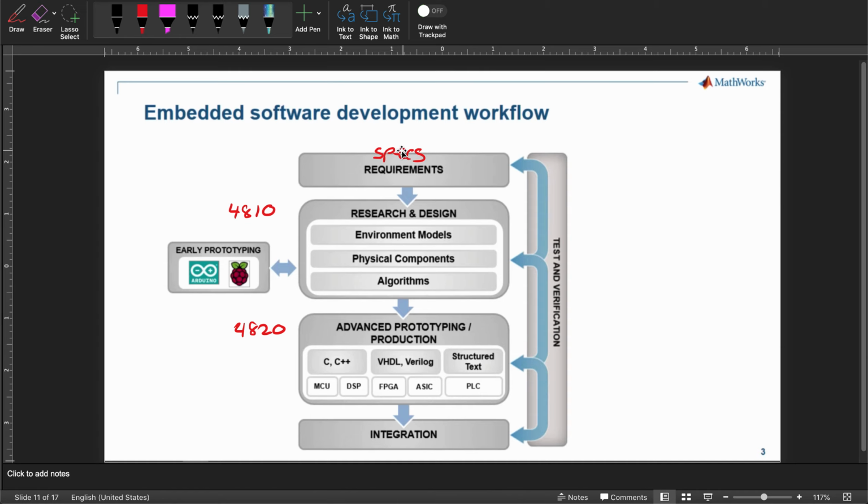So the requirements are the specs to your project, all right? And then you're going to do some research and design, which is the process of this course, 4810. And you're going to prototype it with an Arduino, which is over here, or a Raspberry Pi, I guess, if you prefer. And then you're going to eventually implement and build this. If you have a controller, it will generate code, and you can hard code the Arduino to do what you want. It provides all these different languages. Then you have to integrate this, and test and verify. And this is all done in 4820.